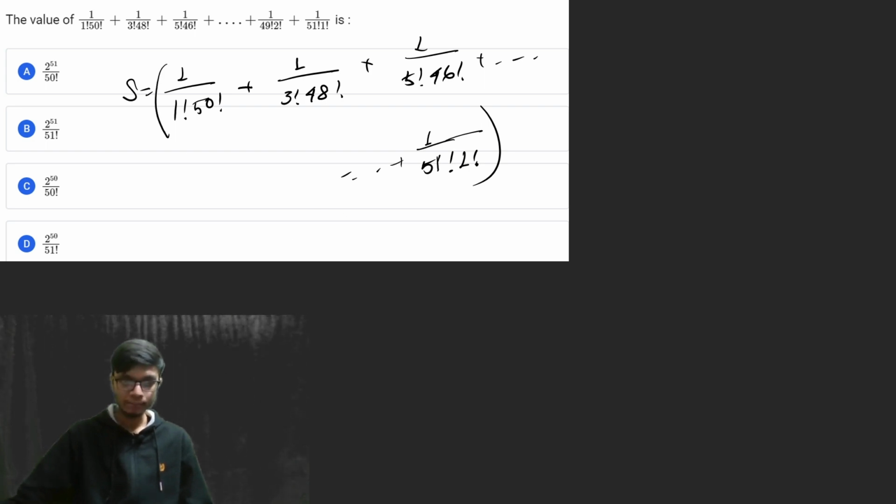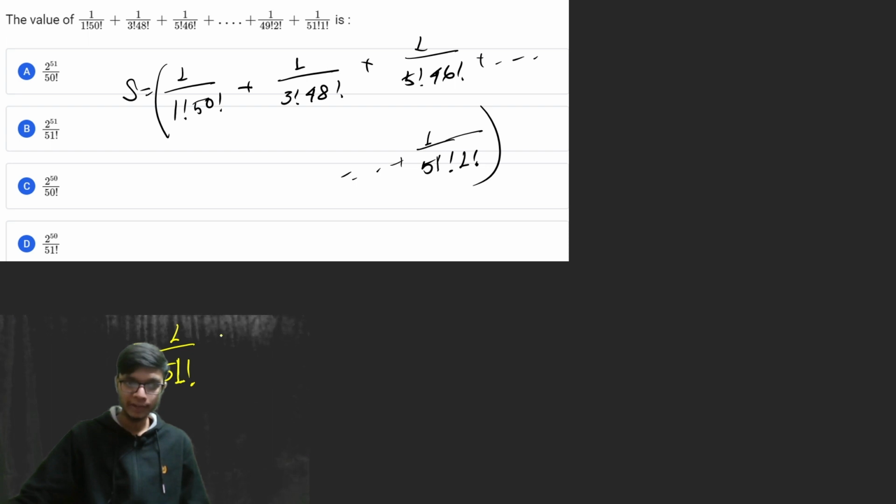Now, before doing the sum, what important thing can you observe? If you look at the denominators, the two numbers present in the factorials, if you sum up both the numbers, the value is a constant. For all the terms, the value is equal to 51. So let me first multiply and divide by 51 factorial.